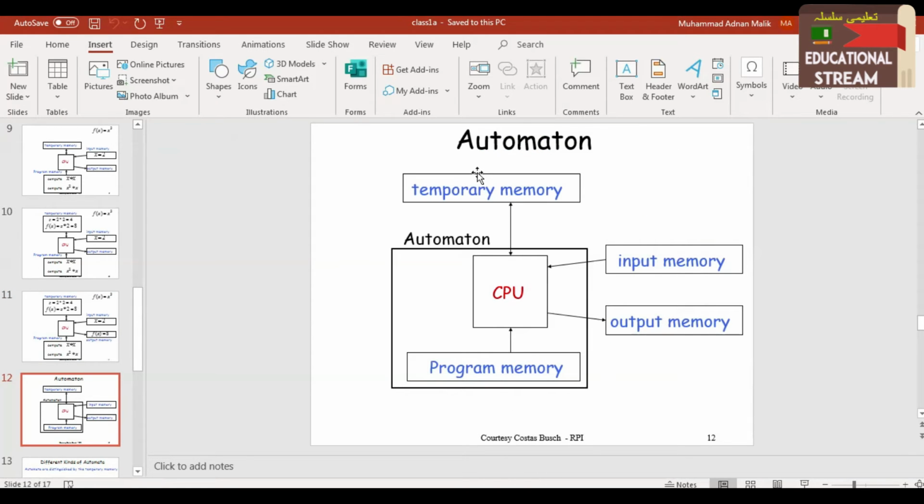Now automation actually involves the processor and the program memory. Input is coming and temporary memory is used to gather some data, and the program memory will tell you what should be done, and then after that you will get output as well as the result displayed on your monitor.